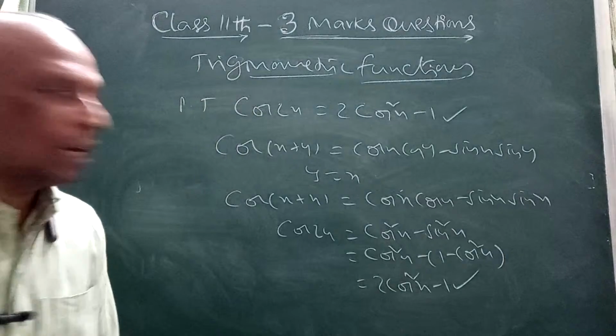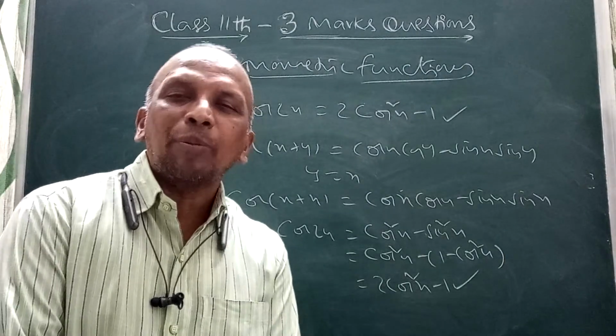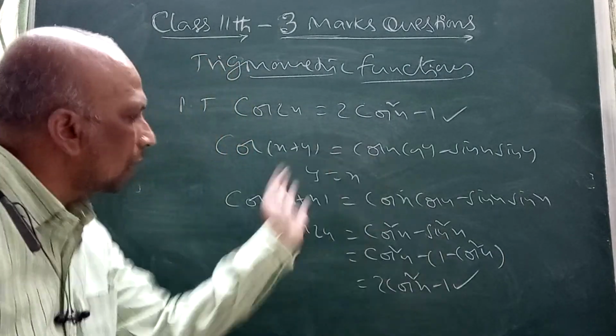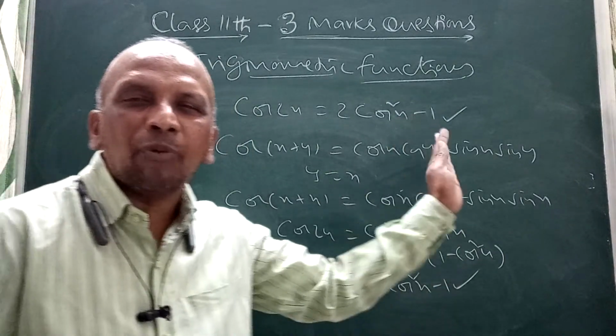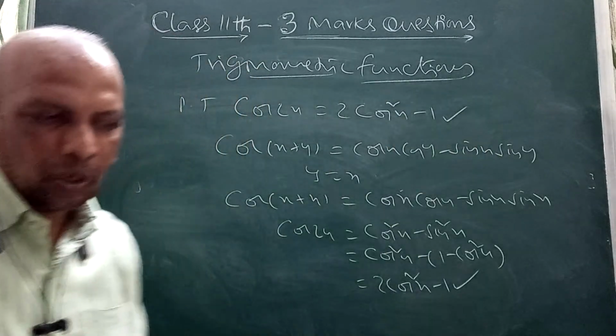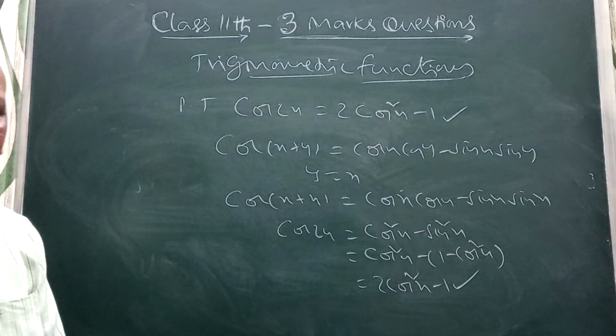Sometimes they will ask prove that cos 2x equals 1 minus 2 sin square x. Do the same thing. Replace cos square x with 1 minus sin square x. You will get 1 minus 2 sin square x. That also they will ask.